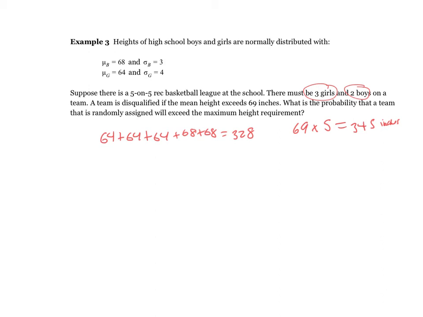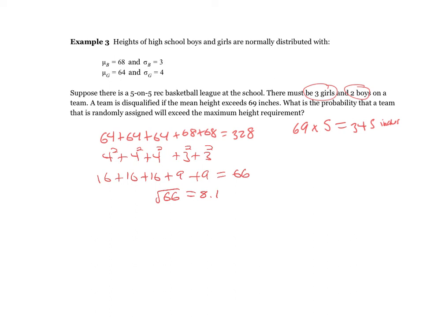So first, let's look at the standard deviations of the girls' heights, which would be 4, 4, and 4. And the standard deviations of the boys' heights would be 3 and 3. But remember, I can't add standard deviations. I have to add variances. So it's going to be 16 plus 16 plus 16 plus 9 plus 9, which is 66. That's the combined variance. So I need to take the square root of that to get the combined standard deviation. And I get 8.1 inches.